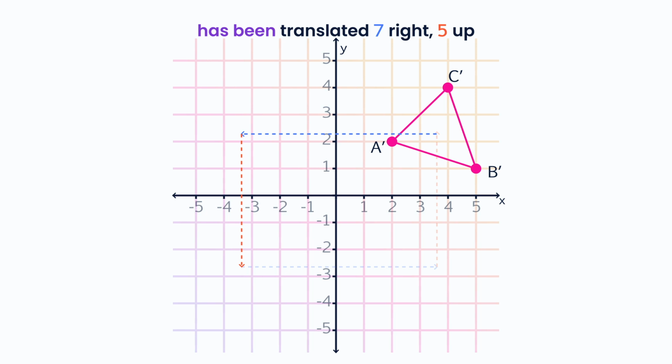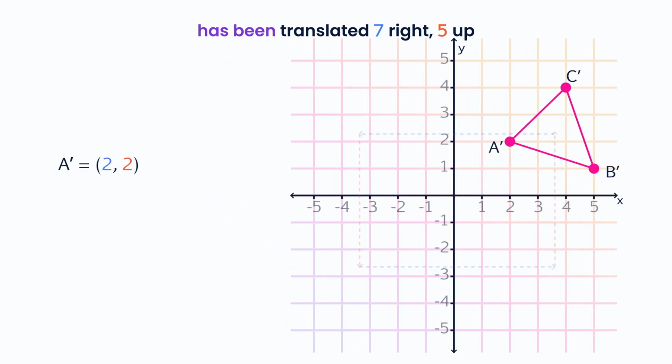Before you start, let's first write out the coordinates of the vertices of triangle A', B', C'. The coordinates of point A' are 2, 2. The coordinates of point B' are 5, 1. And finally, the coordinates of point C' are 4, 4.